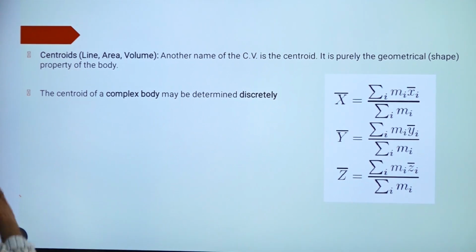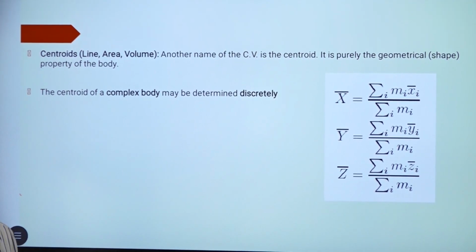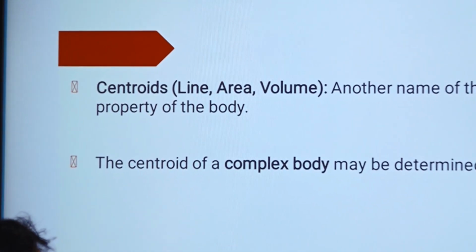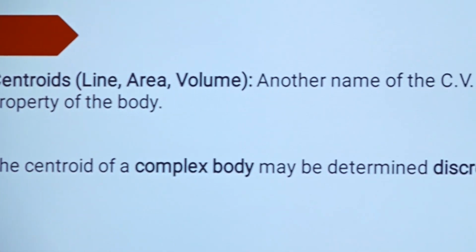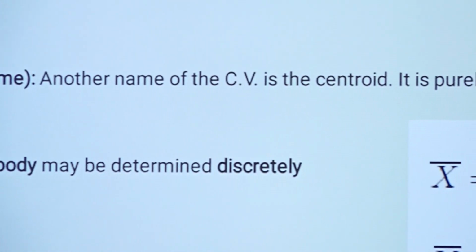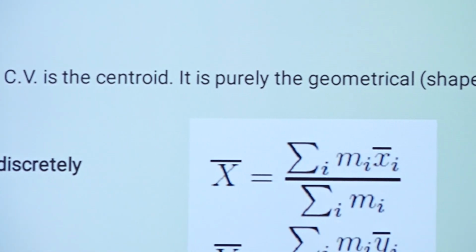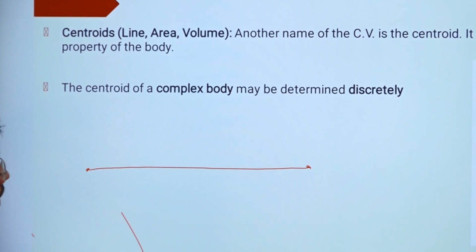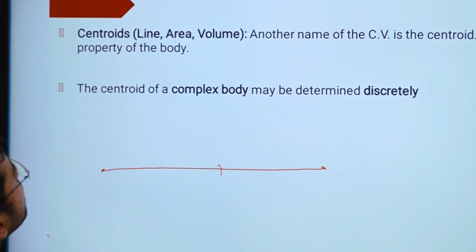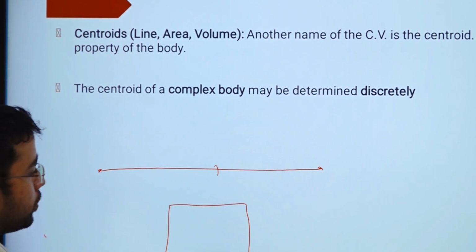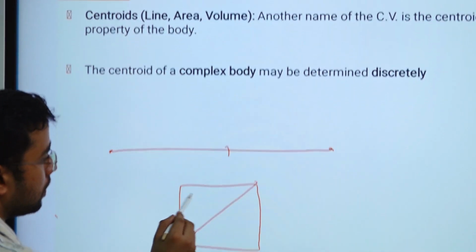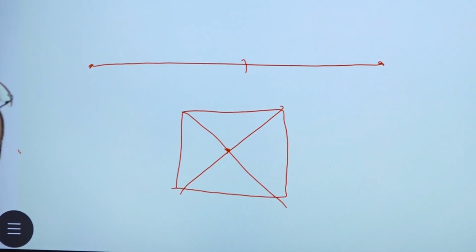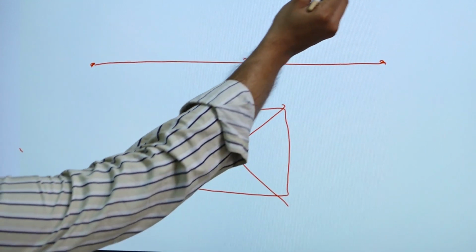Centroid. Centroid is nothing but another name for CV, center of volume, right? So another name for center of volume is the centroid. It is purely a geometric shape property of the body. Center of volume is also geometric. It is not depending upon the density. Same way centroid, right? So the centroid of a line, suppose we have this line here, will be the midpoint. Okay. Centroid of an area, suppose it is a rectangle. So where will the centroid be? Wherever the two diagonals meet, right? The centroid of volume, we already studied. Centroid of volume is nothing but CV. Okay.